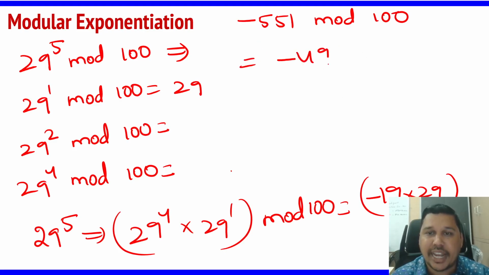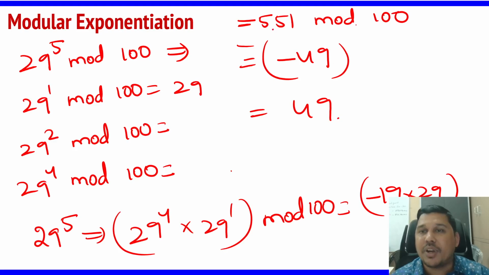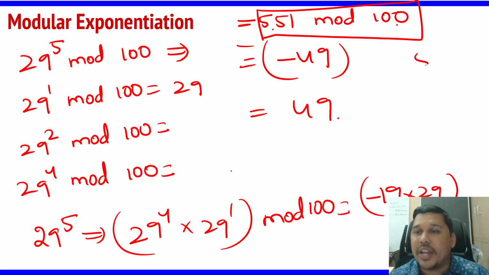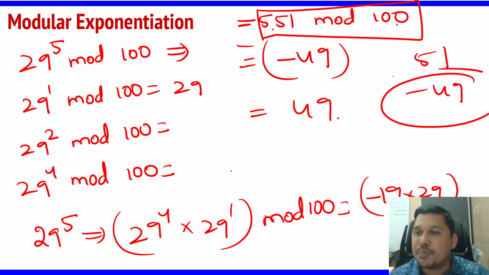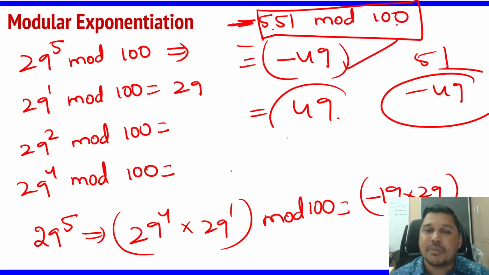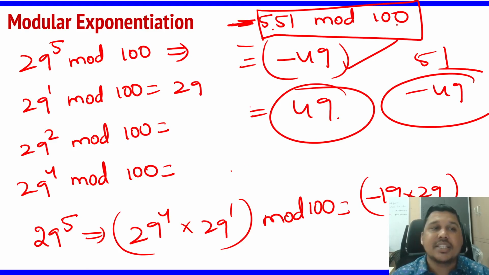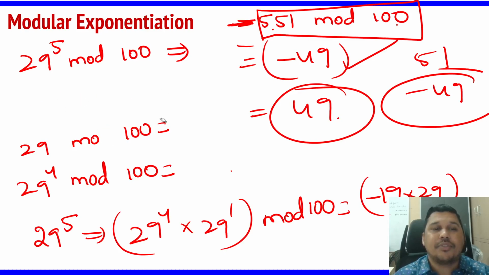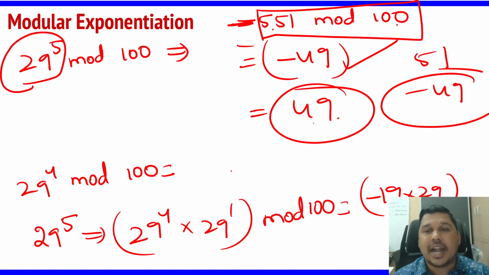But there is already a minus sign here. I calculated only 551 mod 100 and got 51 or minus 49. I took the smaller one, but there is already a minus sign, and minus of minus 49 becomes 49. So this is the answer. What was the question? What are the last two digits of 29 power 5? The answer is 49.